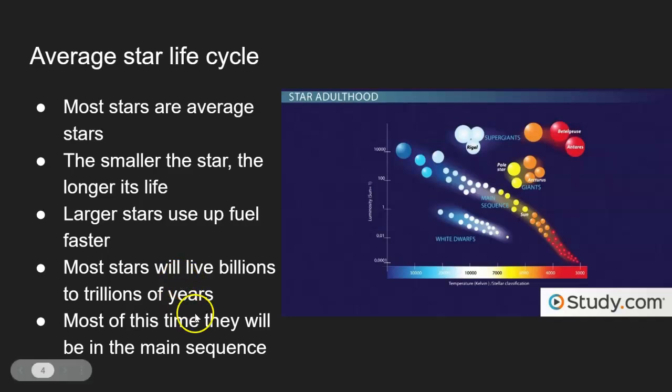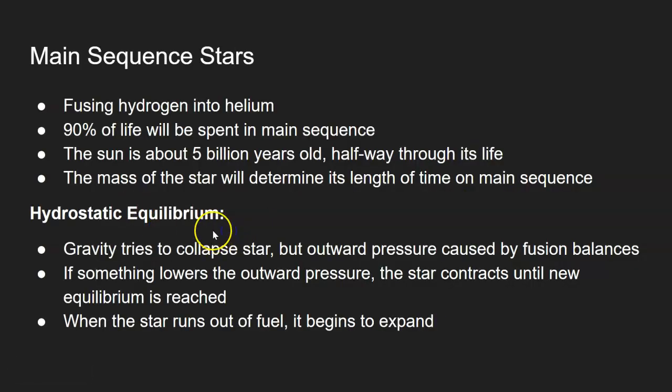Most of the time, they will be on the main sequence. So most stars live out most of their life right here. They spend most of their lifetime right in this span. Main sequence stars fuse hydrogen into helium. So one like our sun is fusing hydrogen into helium. You've heard that multiple times now. 90% of its life will be spent in the main sequence. So it'll be there for most of its life, and that's where it is right now. We're at about 5 billion years old, about halfway through life. The mass of the star will determine its length. So smaller stars will live longer on the main sequence, and larger ones will be there for less time.